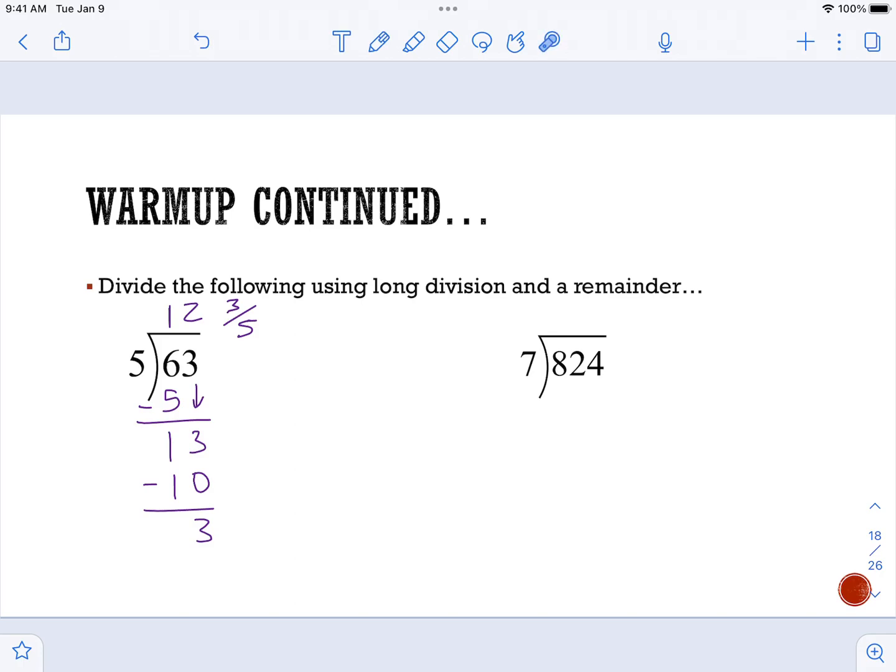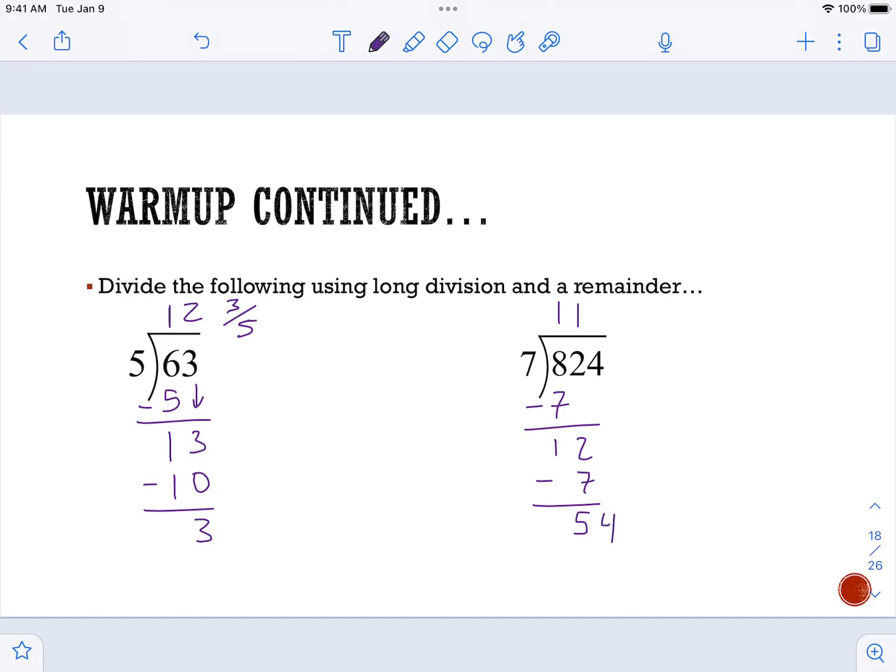All right, so we'll start 8 divided by 7. That is 1. 1 times 7 is 7. Subtract. That is 1. We'll bring down the 2. 7 goes into 12 one time. And 1 times 7 is again 7. We'll subtract, and we get 12 minus 7 is 5. Then we'll bring the 4 all the way down.